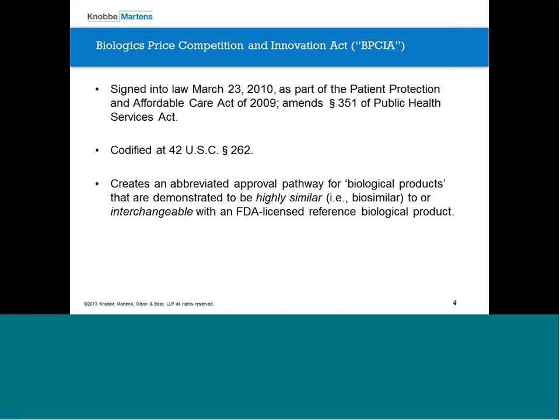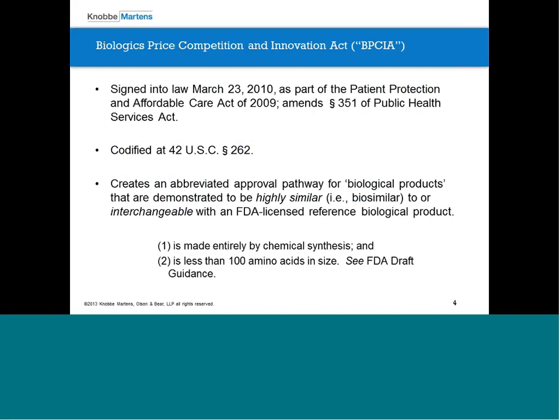So the regulatory pathway that governs U.S. biosimilars is called the Biologics Price Competition and Innovation Act. It's often referred to as the BPCIA. It was enacted in 2010, and it creates an abbreviated approval pathway for biological products that are demonstrated to either be biosimilar to or interchangeable with a previously approved FDA product.